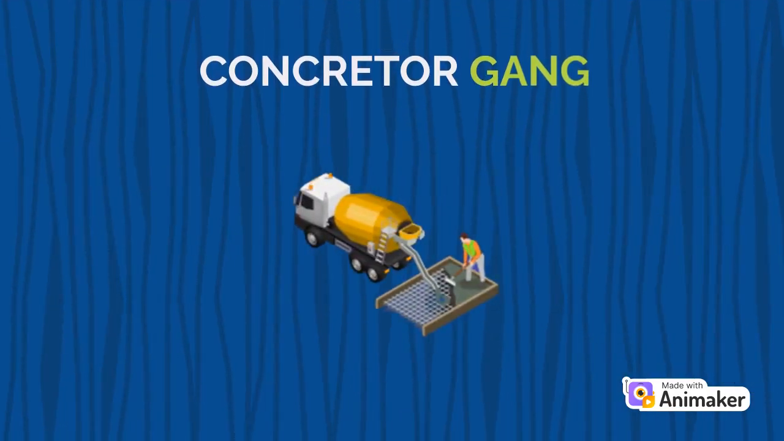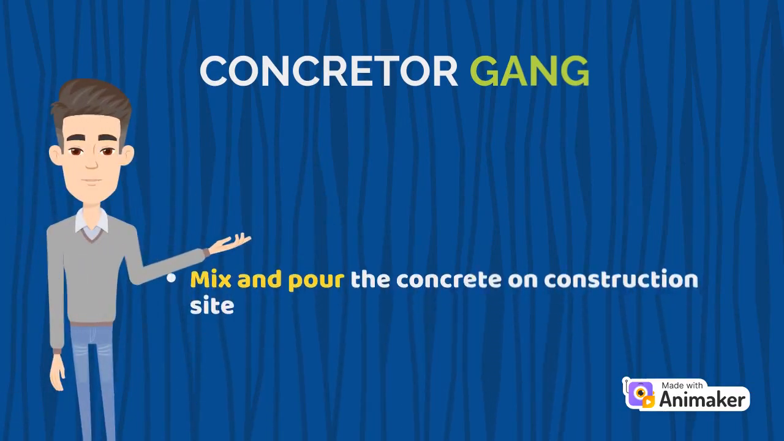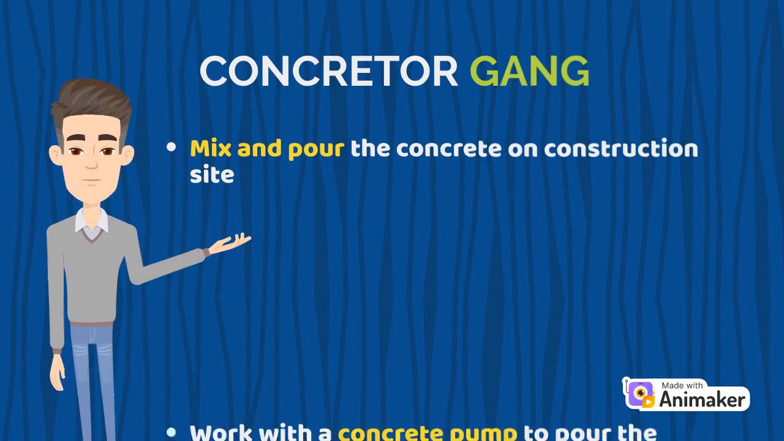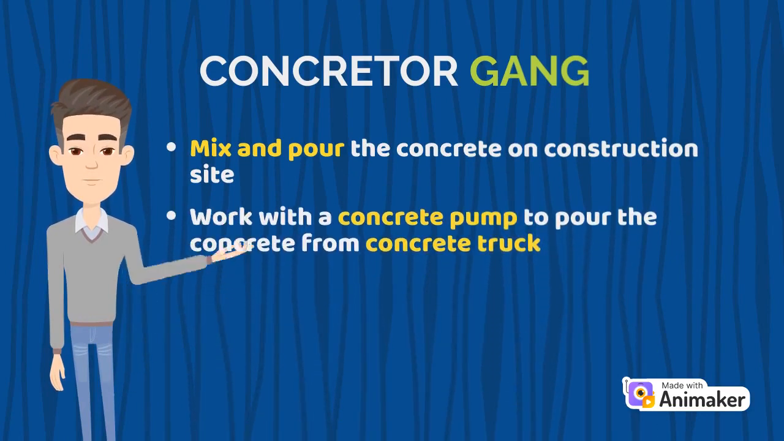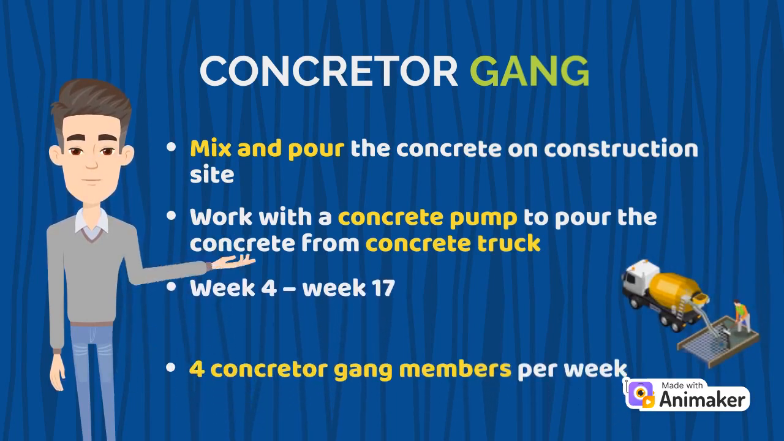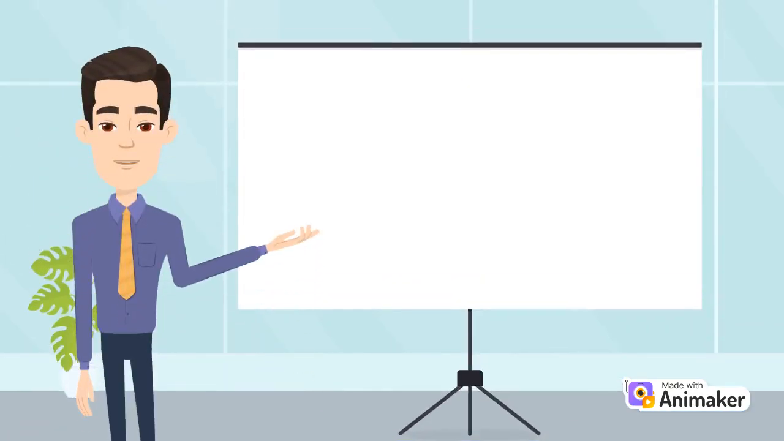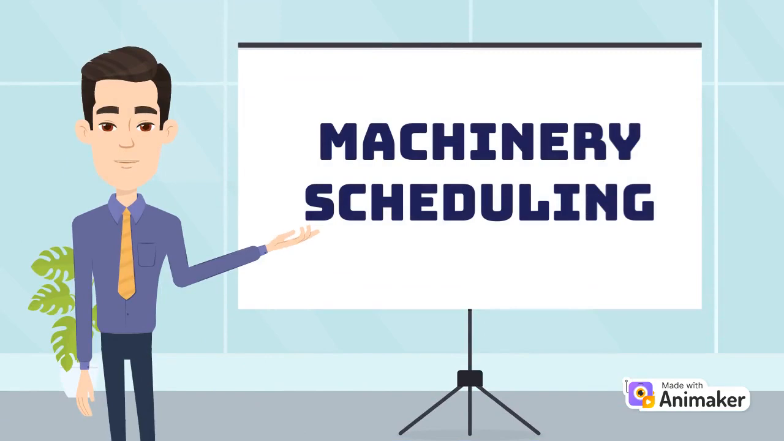Moving on. Concreter gang. Concreters' work includes mixing and pouring the concrete on the construction site. They also work with a concrete pump to pour the concrete directly from a concrete truck. In this project, the concreter gang is needed from week 4 until week 17, which involves 4 concreter gang members each week. And the next one is machinery scheduling.